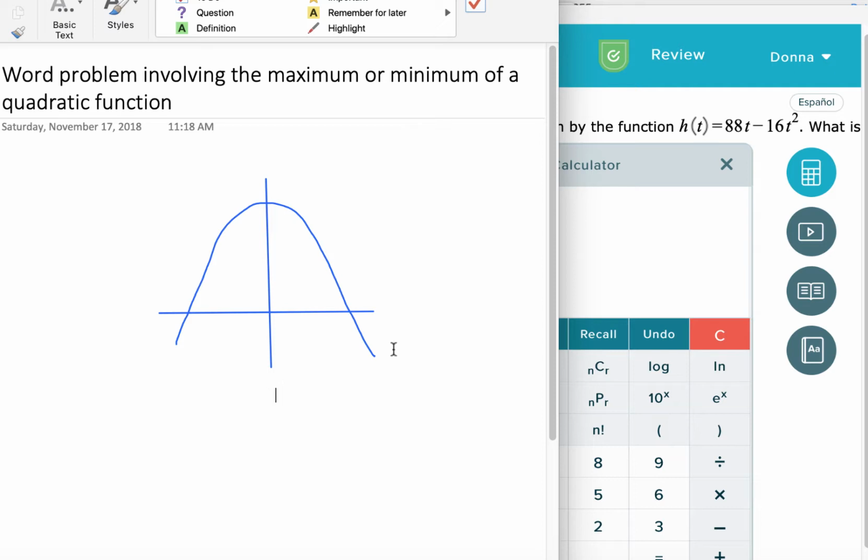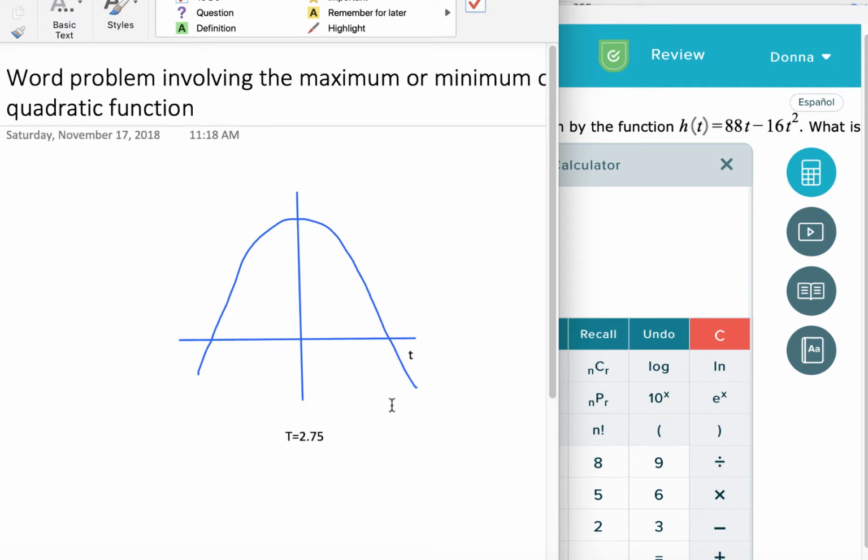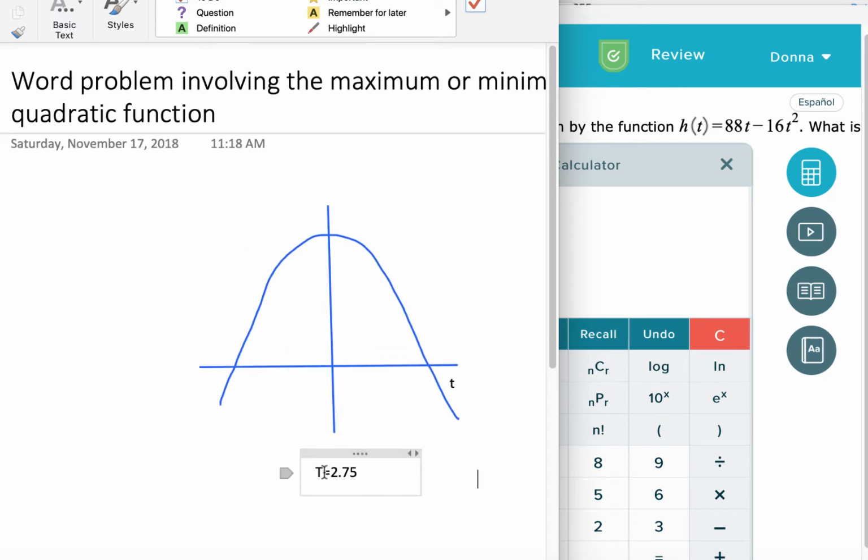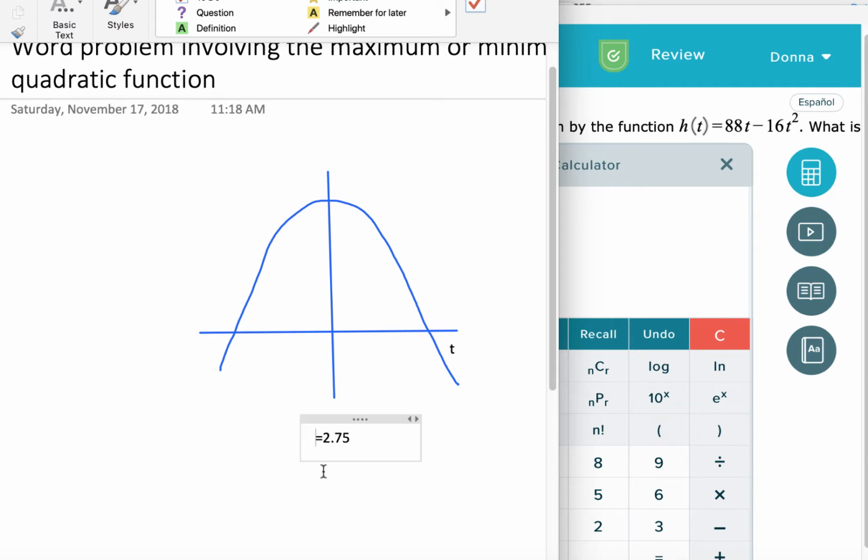So that lets us know that when t is equal to 2.75, make this just a little bit bigger so you can see. So when t is equal to 2.75, that's the time where we'll have its maximum height. How do we find the height?